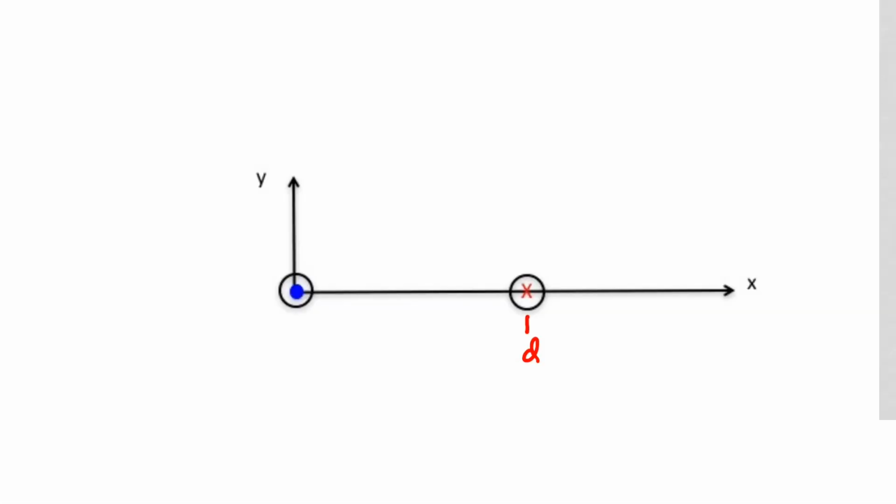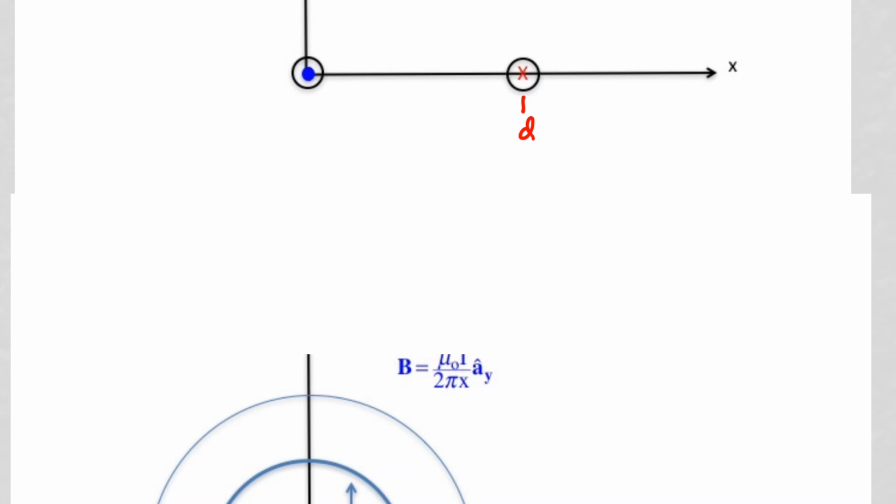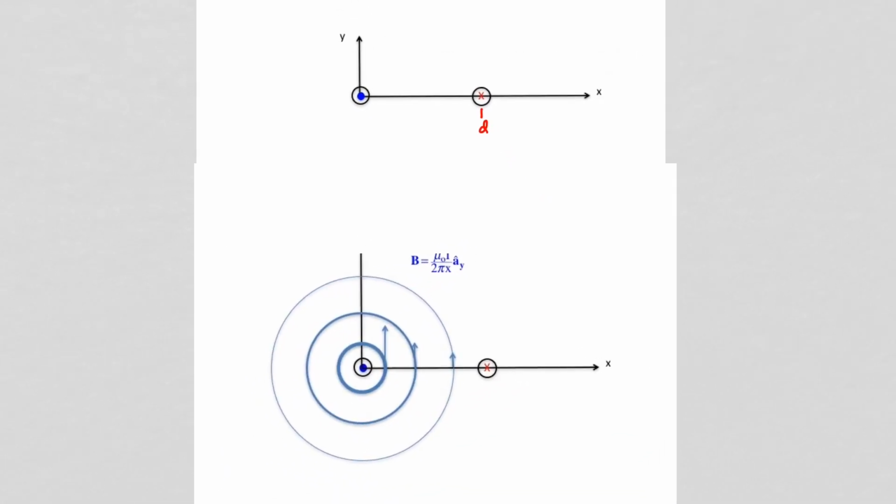Here is a look at a cross-section through the transmission line with one wire at x equals 0 and the other wire at x equals d. The current is coming out of the page at the wire at x equals 0 and returning into the page at x equals d. So we know that the magnetic field, due to the current flowing through the wire at x equals 0, will be counterclockwise circles around the wire. That's depicted here in this figure.